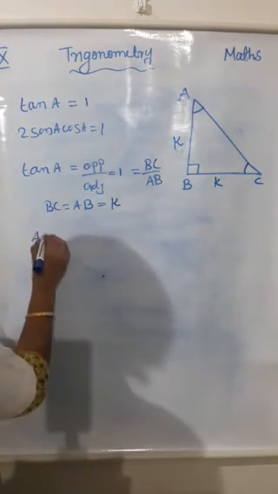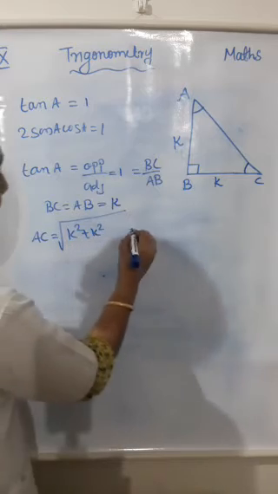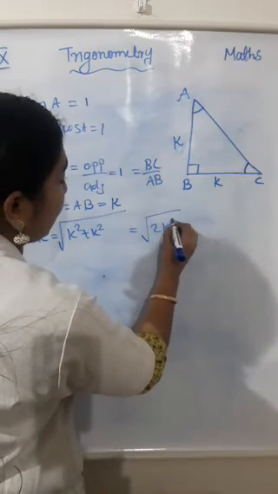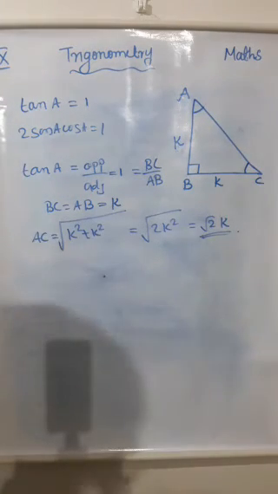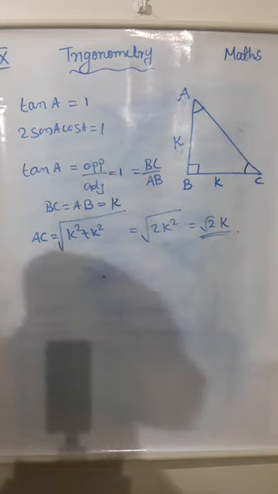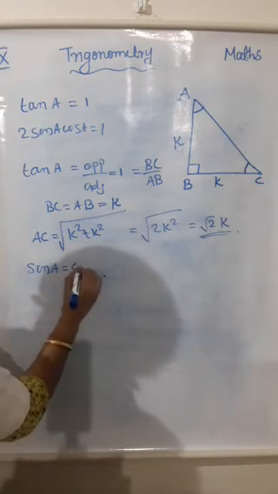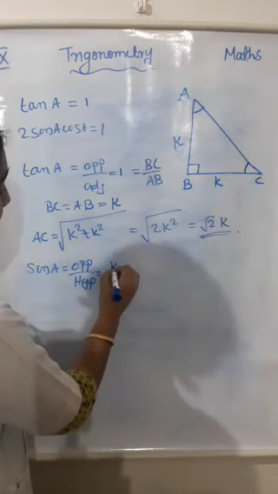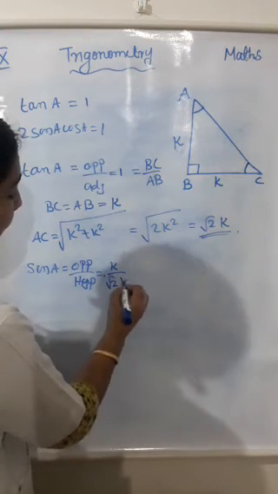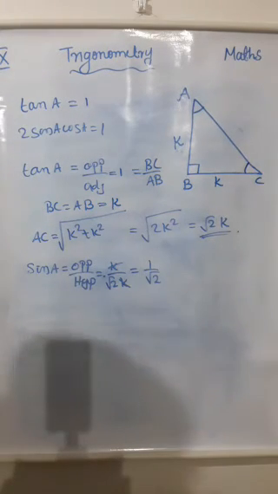Then we need to find AC. AC is the hypotenuse. Therefore, the root of K square plus K square, that is root of 2K square, that is root 2 K. So we get AC is equal to root 2 K. Then find sin A and cos A. Sin A is equal to opposite by hypotenuse. Here the opposite side is K, so K by root 2 K. K and K are cancelled. We got 1 by root 2. Sin A is equal to 1 by root 2.